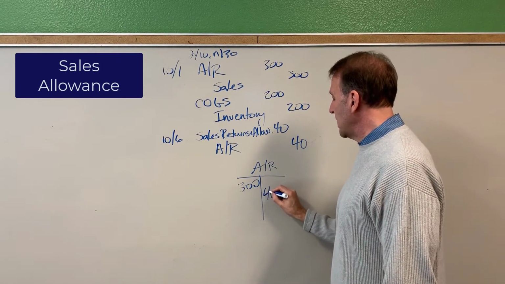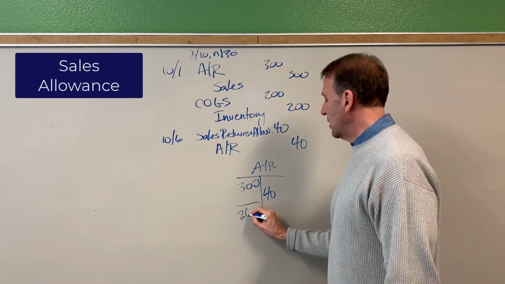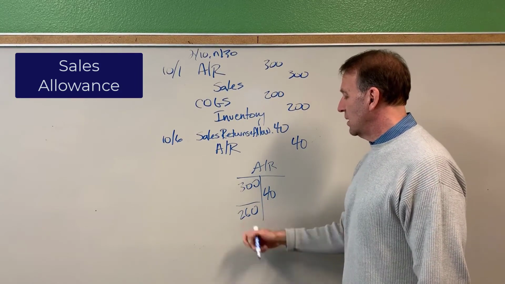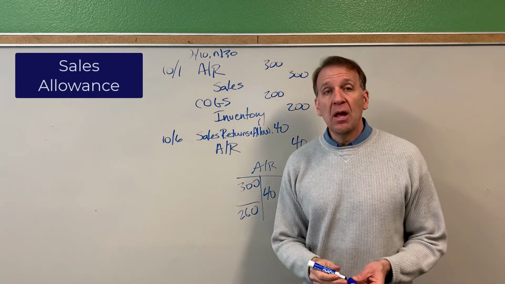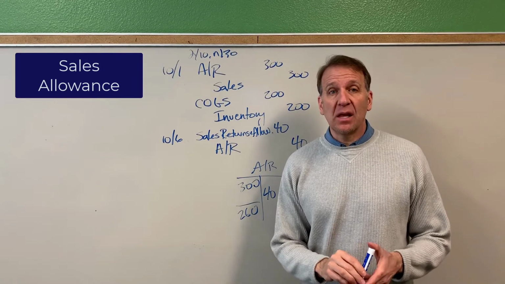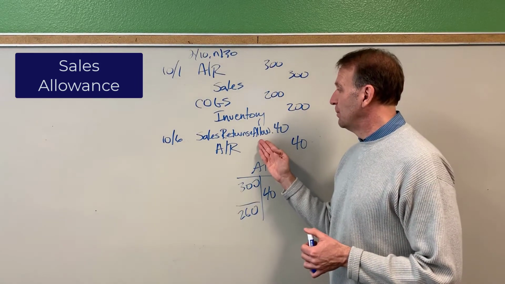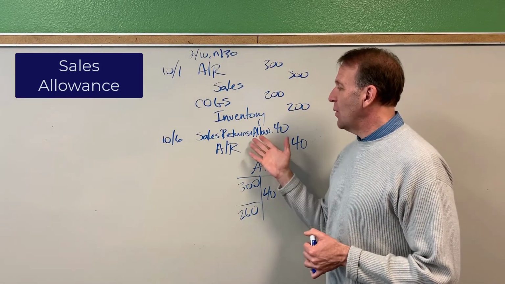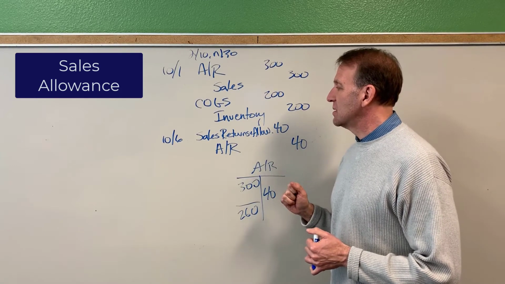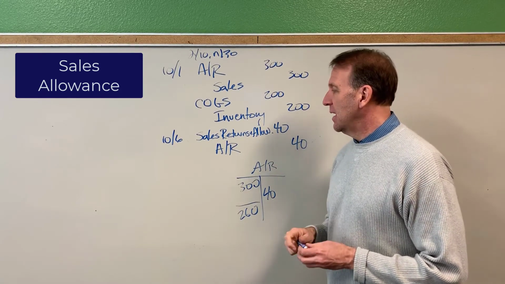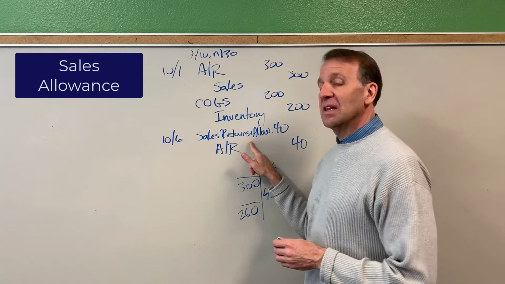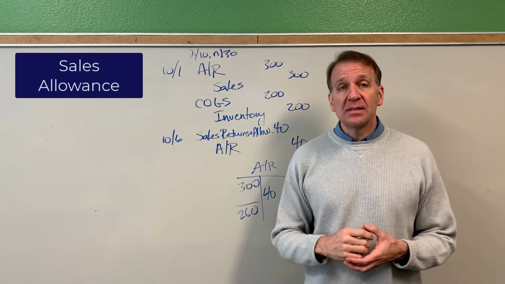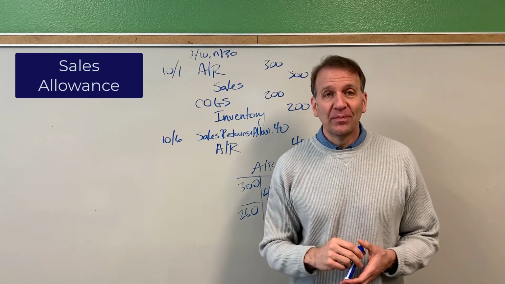So if we were to look at our accounts receivable, it originally was 300, and now we're reducing this by $40. So this customer only owes $260 now because there was a reduction in the sales price. There was an allowance given. Right? So this is how we would do a sales return and allowance of $40. Remember, the sales returns and allowances account is a contra revenue account.